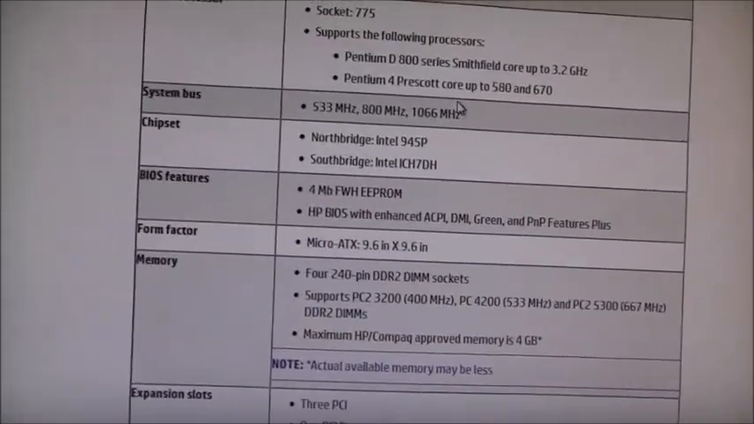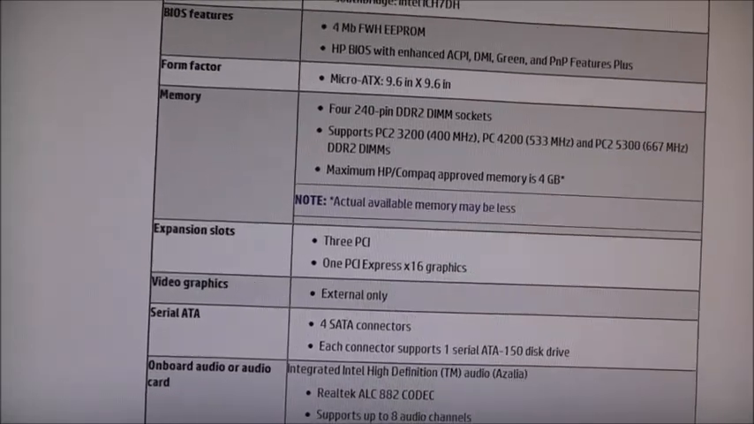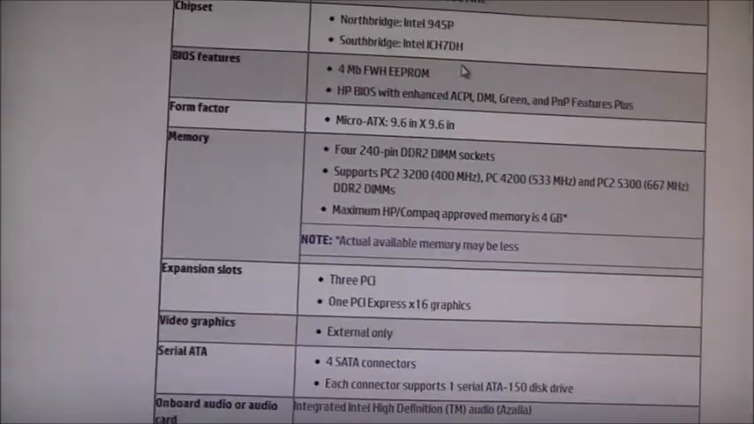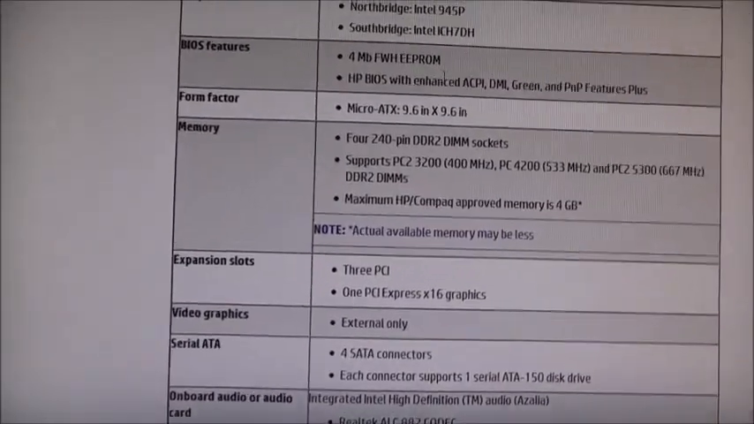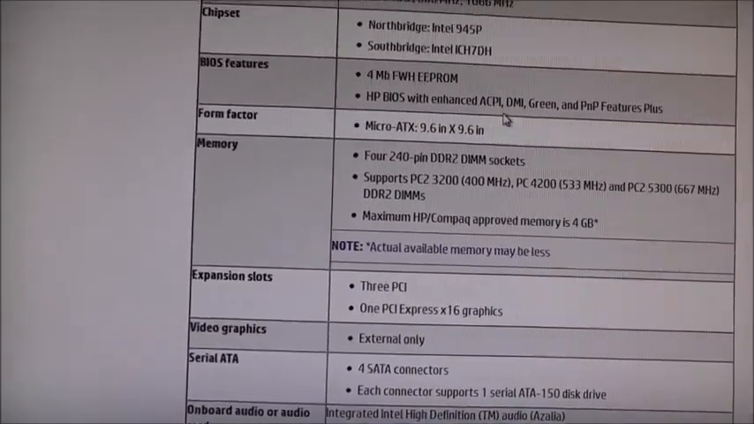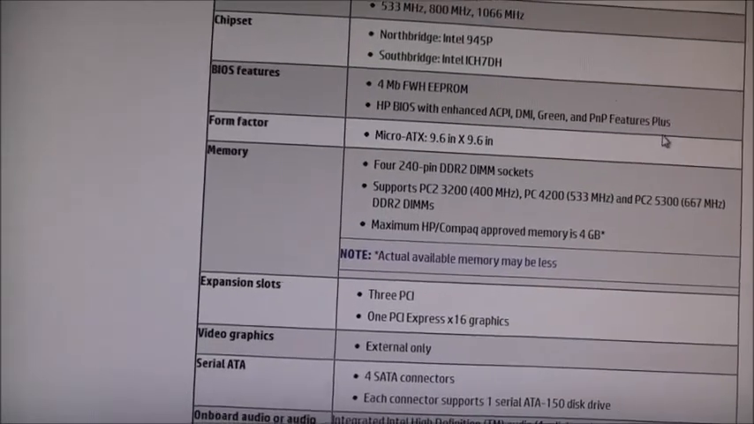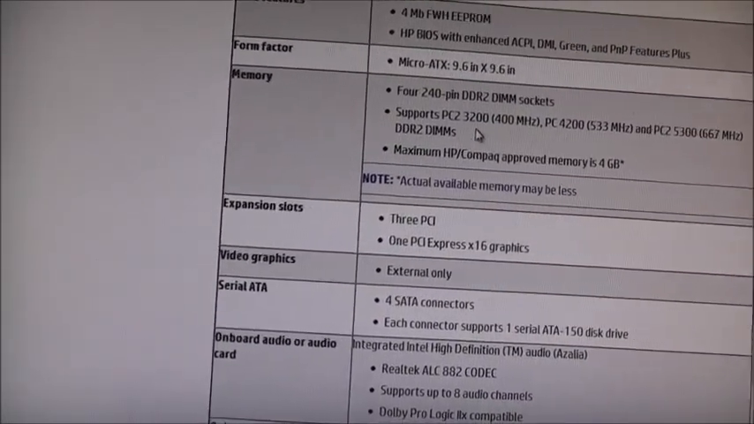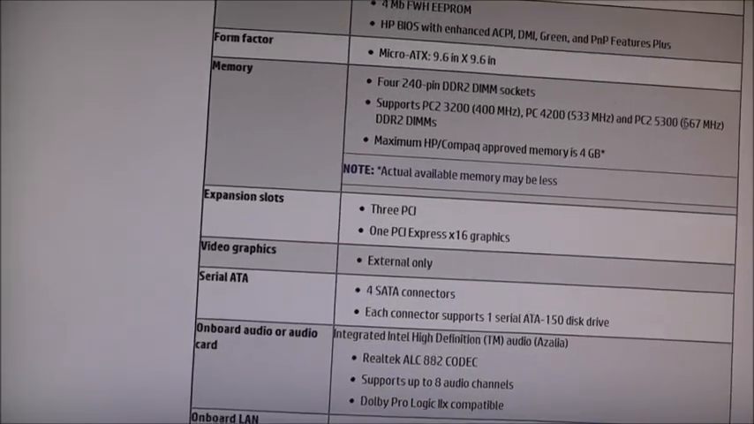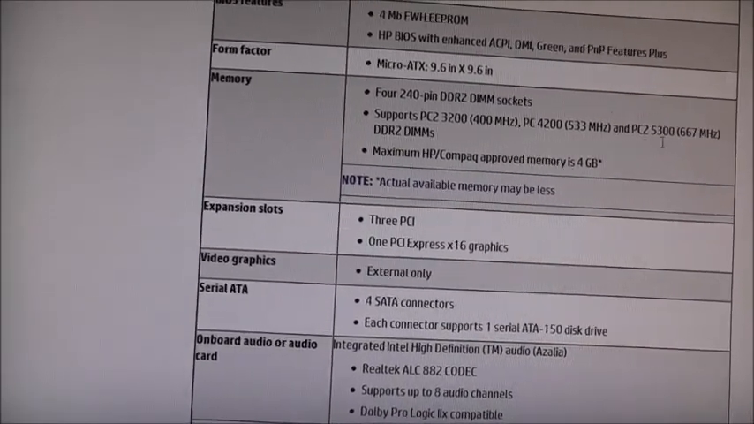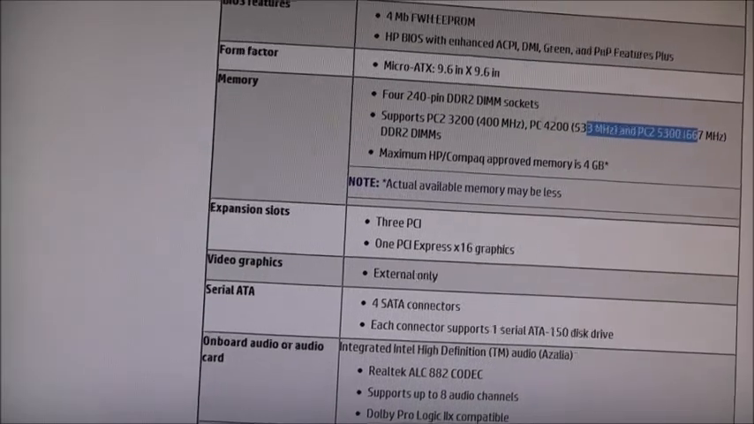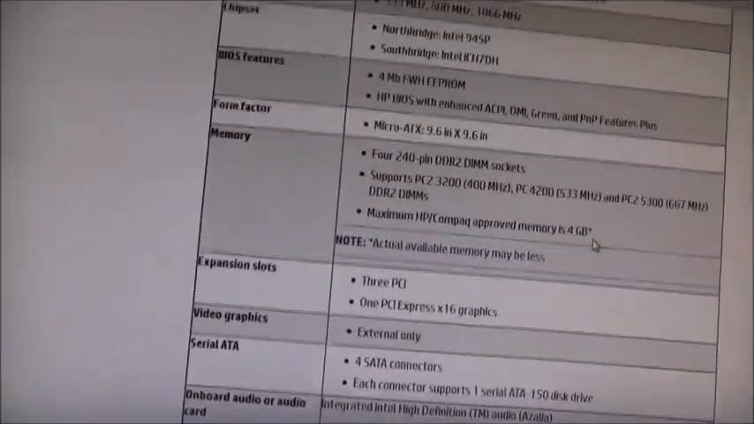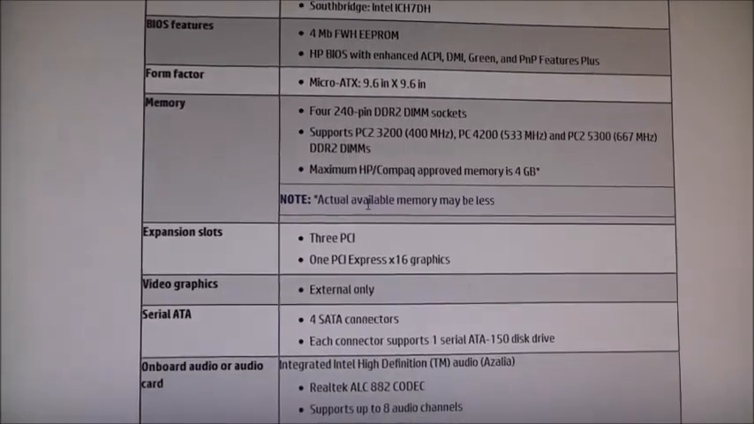Let's see, system bus, 533 MHz, 800 and 1066 MHz. Intel chipset 945P. BIOS 4MB FWH from HP BIOS with enhanced ACPI, DMI, Green and PMP feature plus. It's a micro ATX board, we know that. 400 MHz, the fastest is 667 MHz DDR2, up to 4 GB only. Oh wow, could even be less than that.